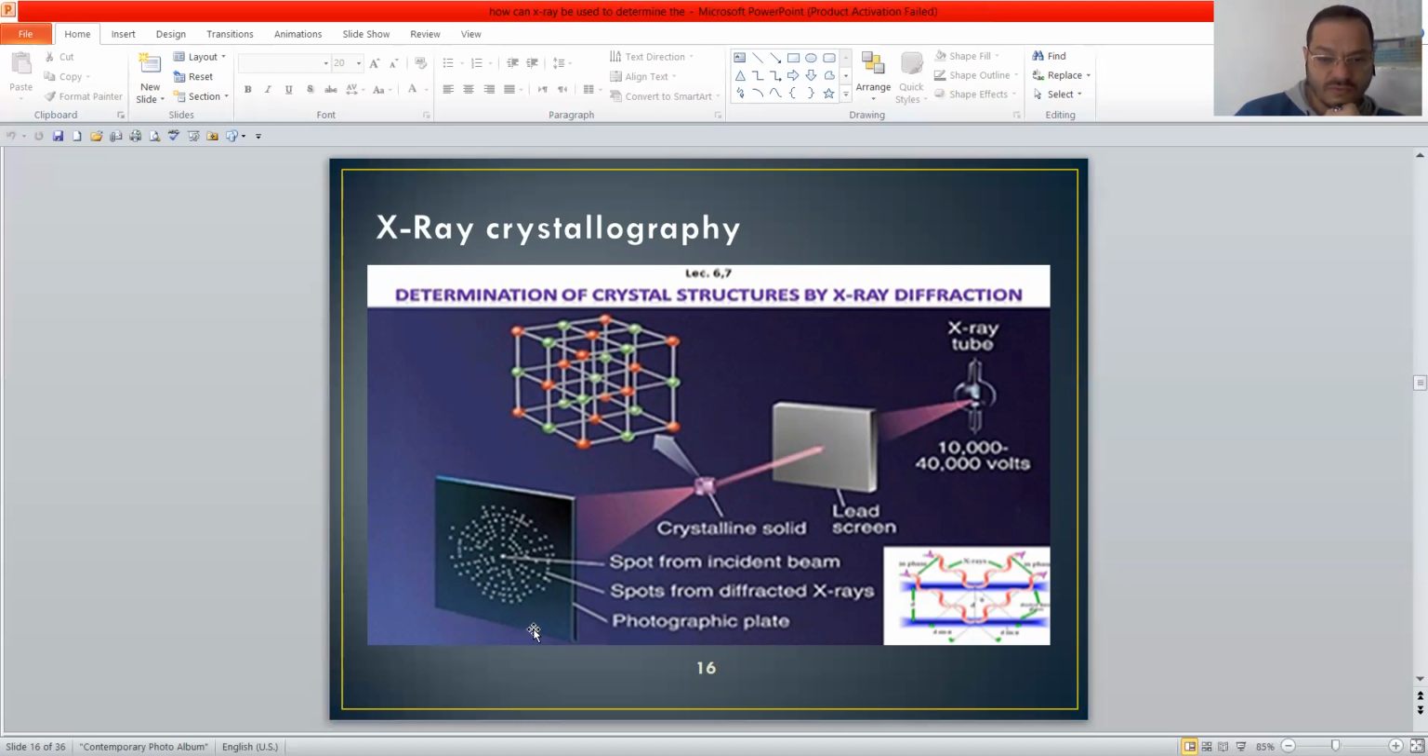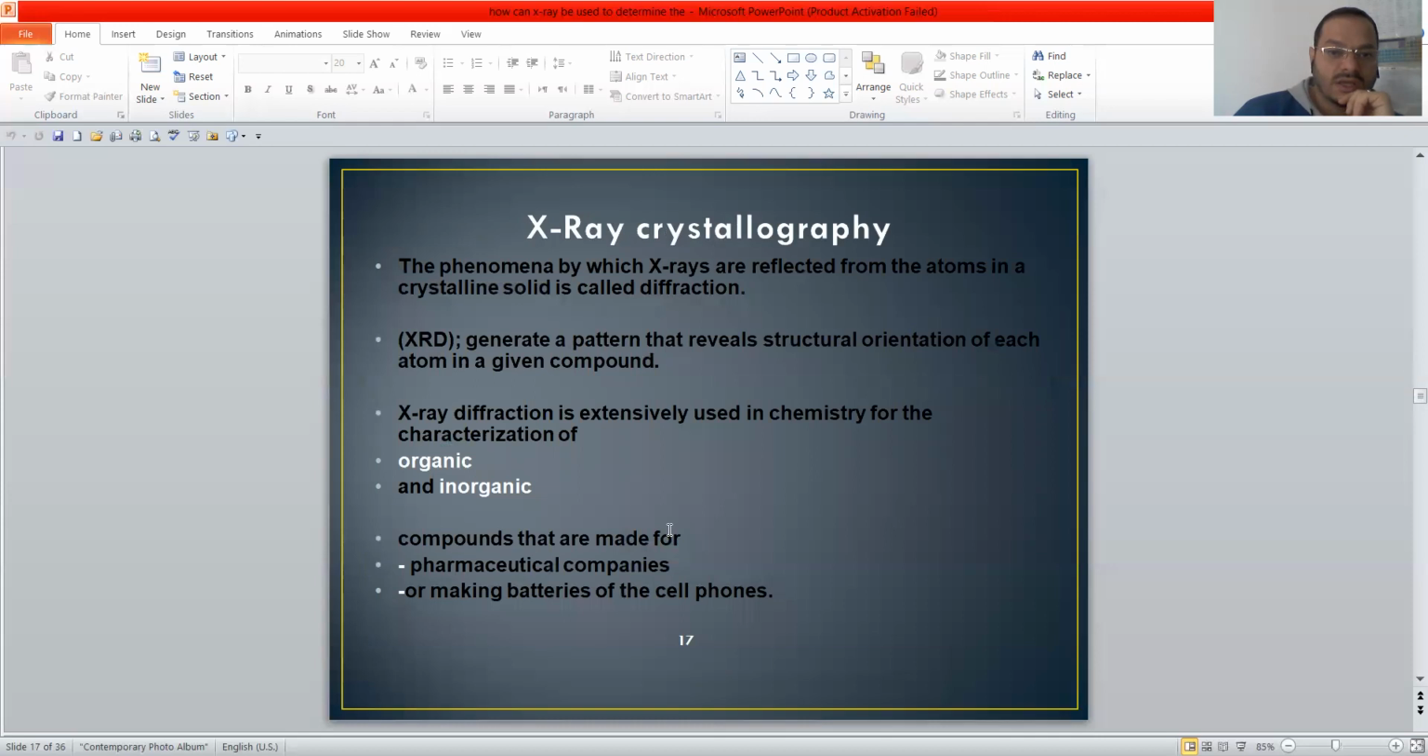Here, this plate is a photographic plate. Okay, this is the structure we can say. Because of all of these points, we can say we are dealing with this kind of crystalline. The phenomenon by which X-rays are reflected from the atoms in a crystalline solid is called diffraction. XRD, X-ray diffraction, generates a pattern that reveals the structure and orientation of each atom in a given compound.